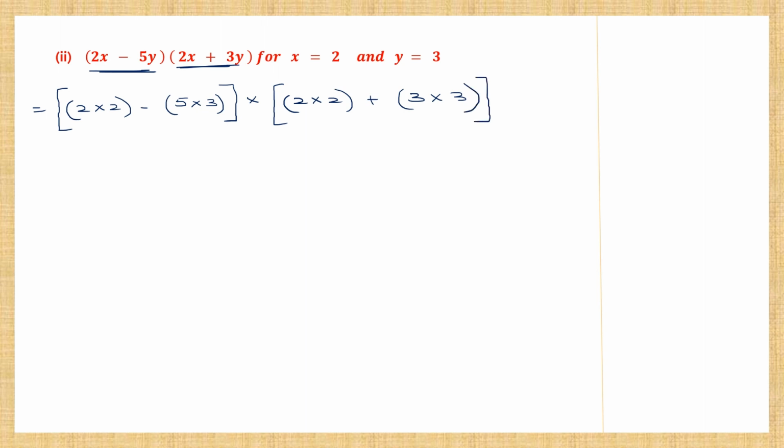So let's simplify this. So 2 2s are 4. 4 minus 5 3s are 15. So we have this into this side. 2 2s are 4. 3 3s are 9 plus. So here now let's work out 4 minus 15. This sign is plus. Signs are different. So put the sign of the bigger number and subtract. This is minus 11 into 9 plus 4 is 13.